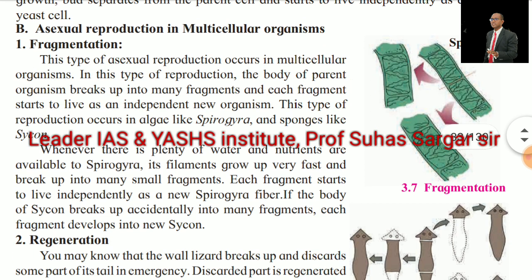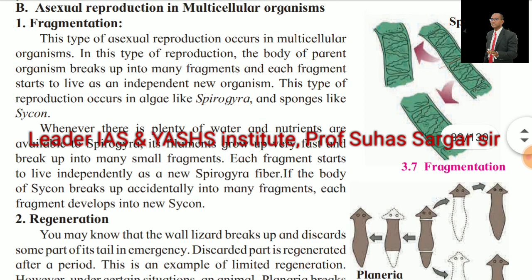B. Asexual reproduction in multicellular organisms. Fragmentation. This type of asexual reproduction occurs in multicellular organisms. In this type of reproduction, the body of the parent organism breaks up into many fragments and each fragment starts to live as an independent new organism. This type of reproduction occurs in algae like Spirogyra and sponges like Scypha.